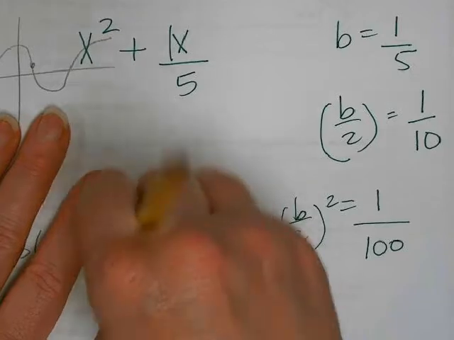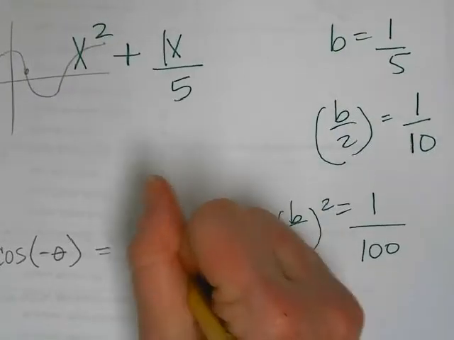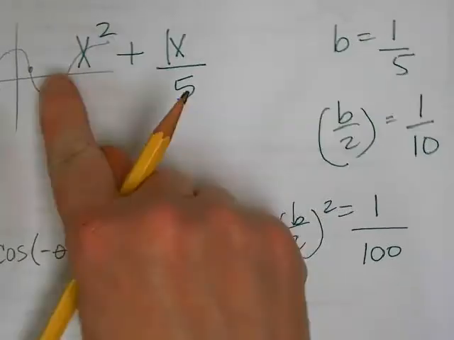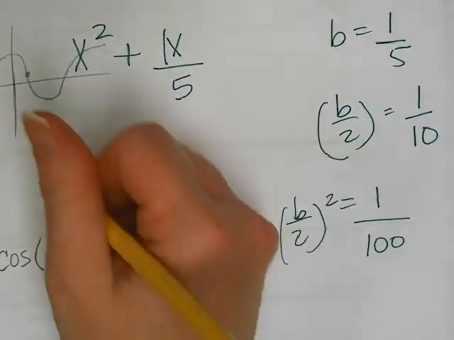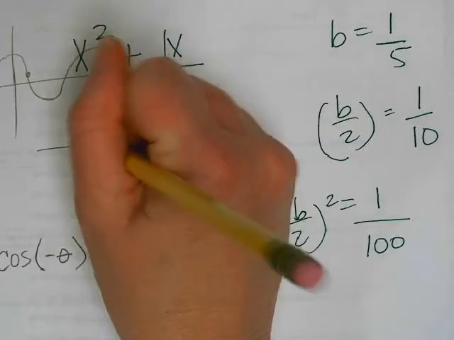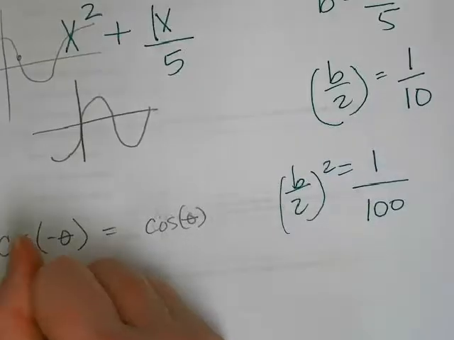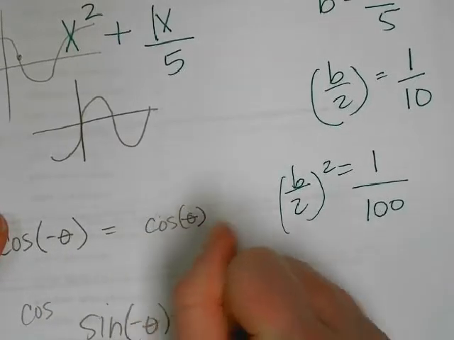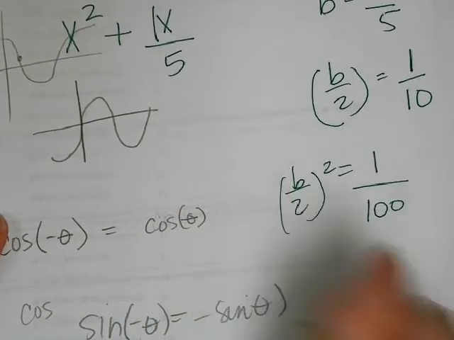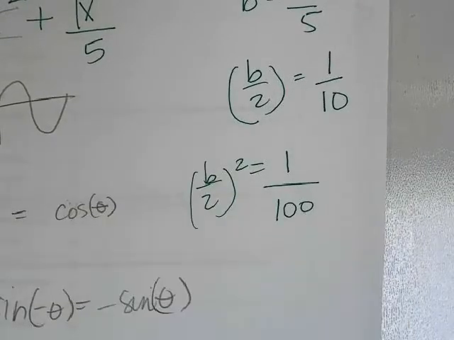I'm sorry, that's wrong. Cosine of negative theta equals cosine theta, because the y values are the same when you fold the graph. But sine is the opposite. Sine of negative theta equals negative sine theta. If you can remember those two, then just remember every other even and odd one goes with one of them.